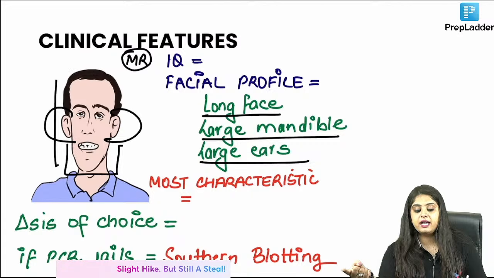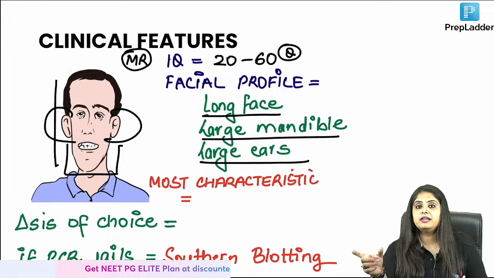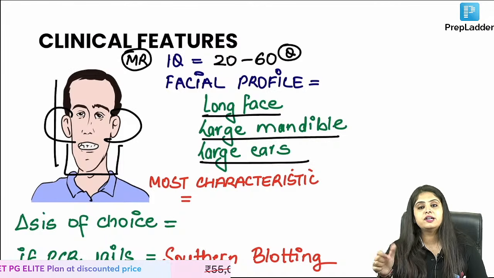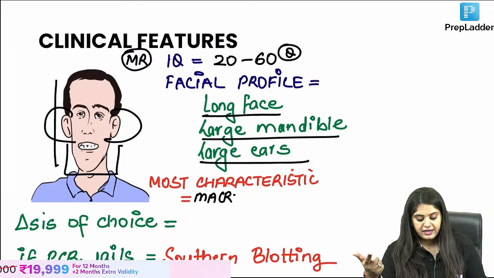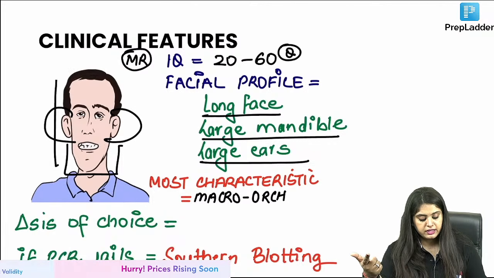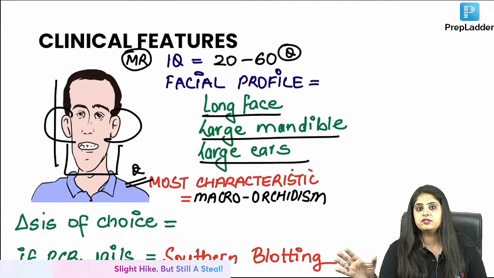A previous year NEET PG and INI question is, what is the IQ of a patient of Fragile X syndrome? It is 20 to 60. Exact IQ was asked. You've read that too. You've read the facial profile too. But what is the most characteristic feature? That is going to be macroorchidism, ma'am, large testicular size. Most characteristic feature asked is large testicular size.